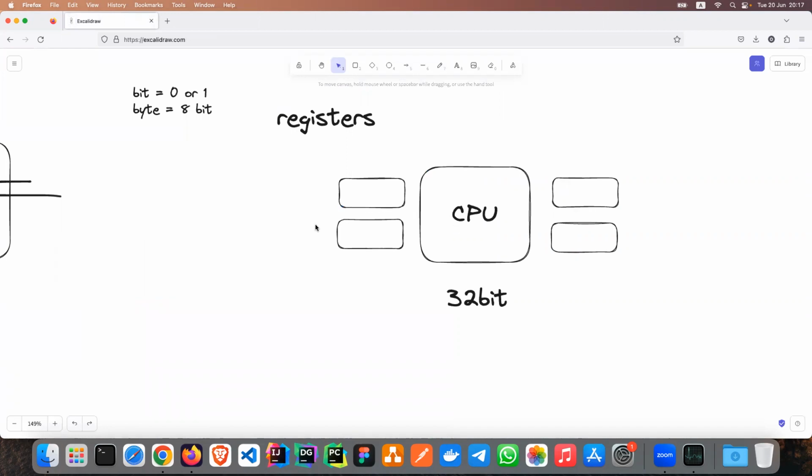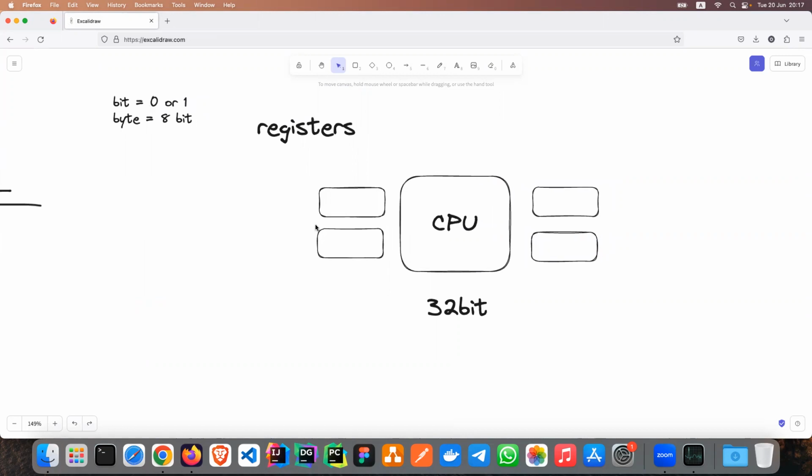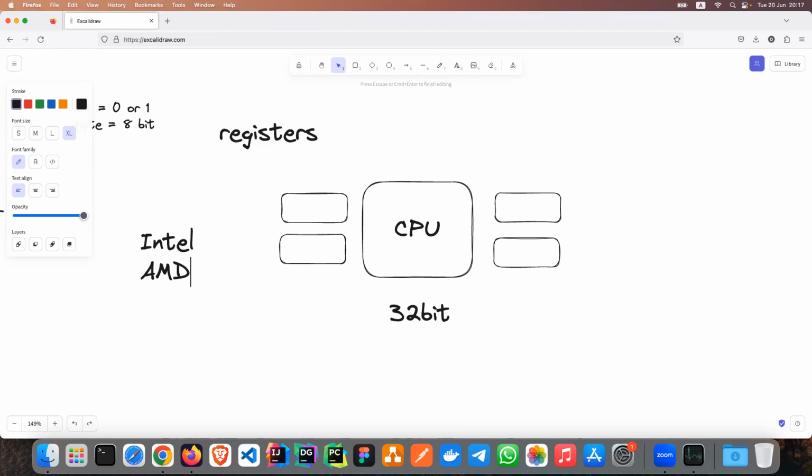Okay. So let's say I want to add two numbers. I need to write a program to add two numbers. What was a program? It's just a sequence of instructions. Each CPU has a different instruction set. We might have different CPU vendors, right? For example, Intel is a CPU vendor. We have AMD, another CPU vendor.